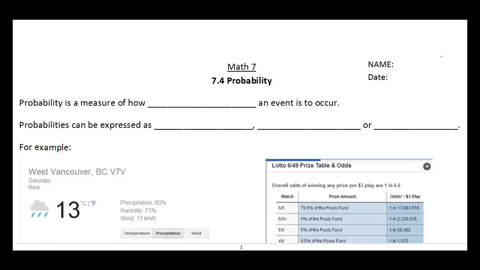All right, welcome to lesson 7.4. Today's lesson is all about probability.